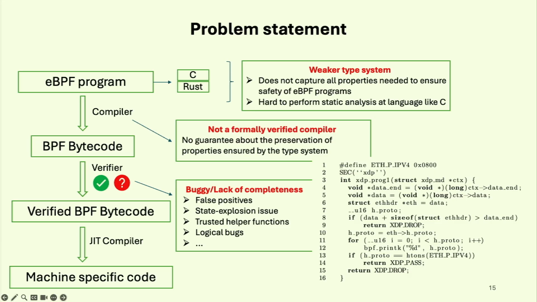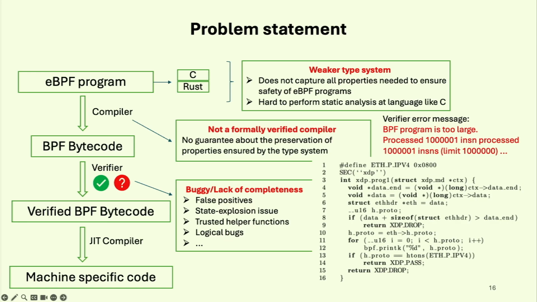So by looking at the program, we can see that it will terminate, because it will go from 0 to 65535, like 2 to the power 16. But the verifier ran out of space, and it was not able to allow this program to be safely loaded in the kernel, because the verifier has a limit of 1 million instructions.